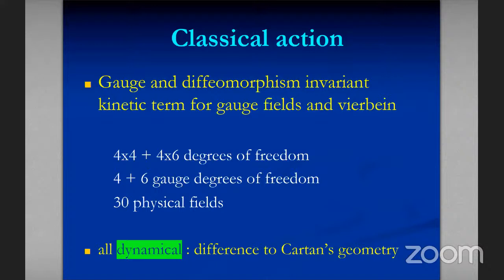Now, there is a limit of general relativity, that's Cartan's geometry, and that is simply if this tensor U_mu nu rho vanishes. Remember, this U is a difference of the spin connection and the gauge field. So if this vanishes, this simply means that the gauge field is given by the spin connection, and that's the setting of Cartan's geometry.